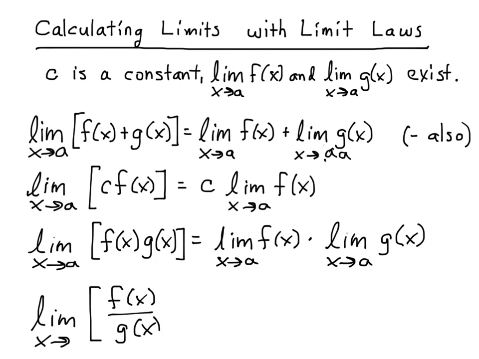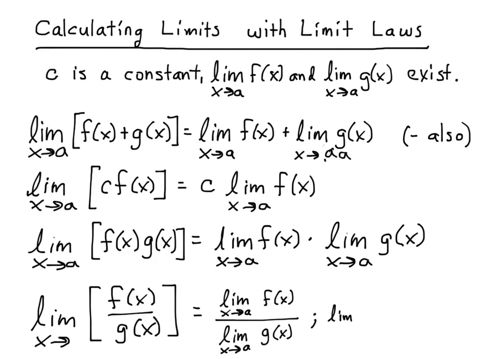And then with a ratio, it works the same way. We can take the ratio of the limits, so long as the limit of g of x doesn't go to 0, because then we have division by 0. Okay, so those are the nuts and bolts limit things, and I'm going to use them in just a little bit to demonstrate the derivative of sine.